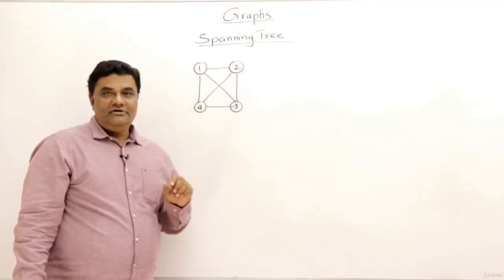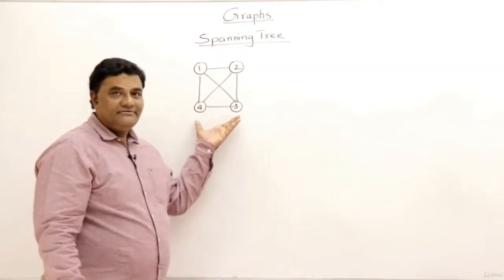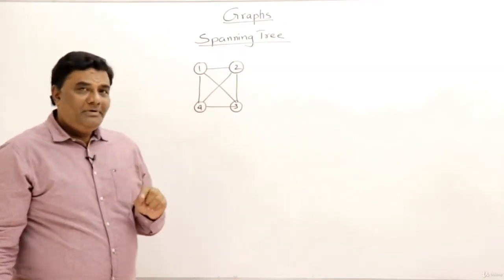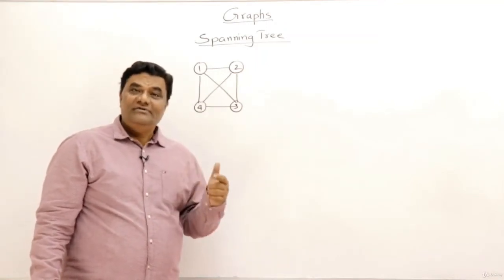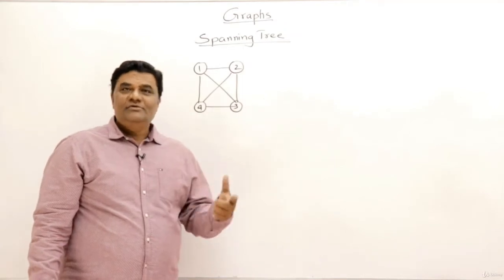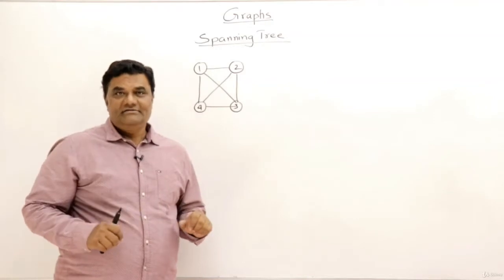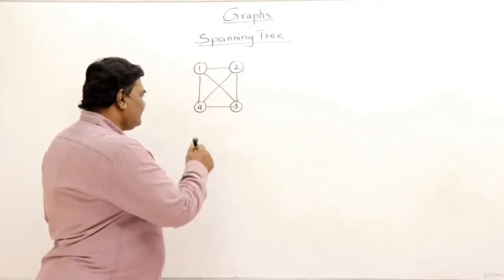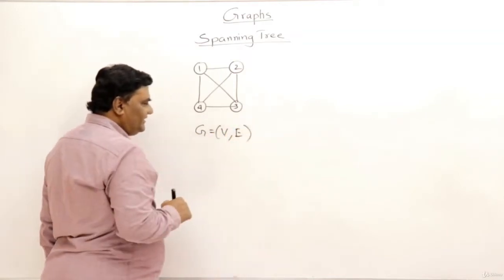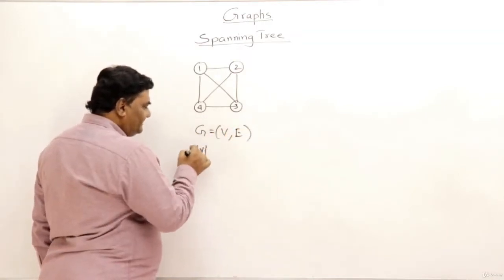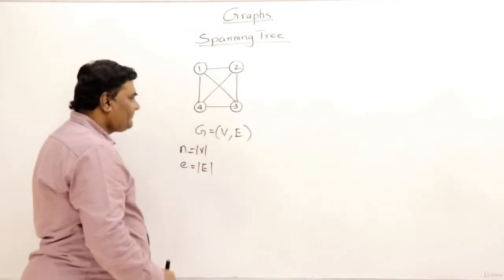A spanning tree is a subgraph of a graph having all vertices of the graph. Here I have 4 vertices, all 4 vertices, but n minus 1 edges, meaning the number of vertices minus 1 edges, so that there is no cycle formed by those edges and the graph must be connected. I'll define it formally. This is a graph, G equals (V, E), where the number of vertices we call N, and the number of edges we call E.